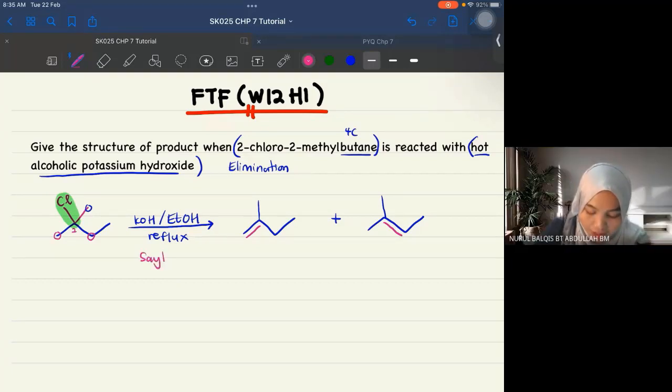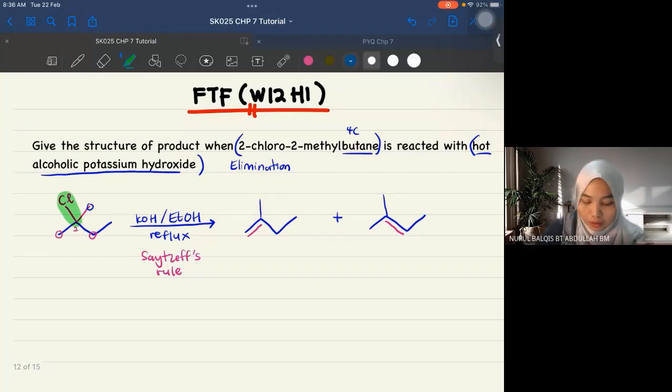Okay, Zaitsev's rule cakap alkene yang paling banyak substituent akan jadi major product. Sekarang ni siapa major product? Kiri ke kanan? Kanan. Kanan sebab kita ada 1, 2 and 3 alkyl group. Okay, kalau kat sini kita only got 1 and 2, maksudnya substituents lah. Okay, so this is going to be the major product. Kita ada tak belajar mekanisme untuk dehydrohalogenation?